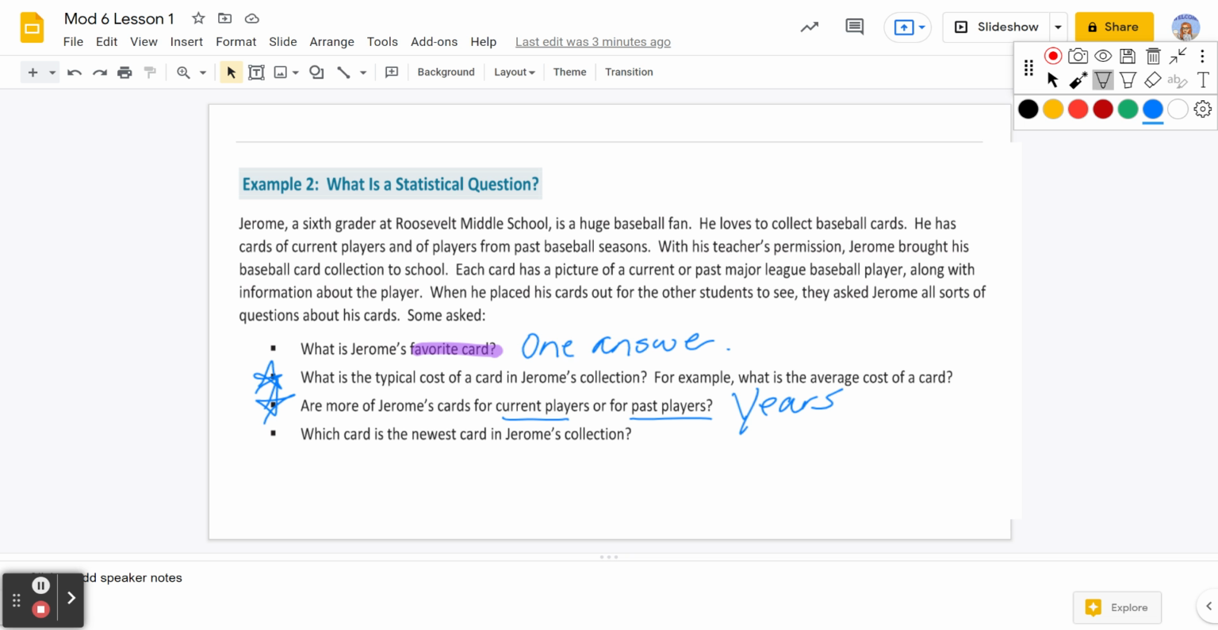So the last one, there's really no variability. There's going to be one answer. One card will fit that description. So that one would not be a good statistical question.